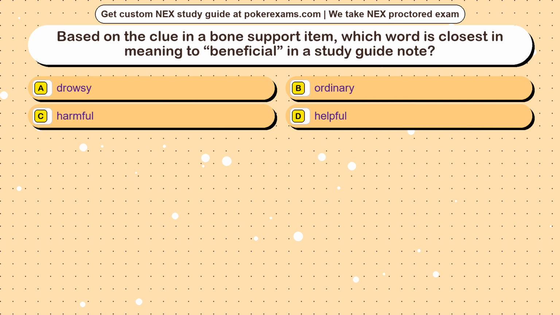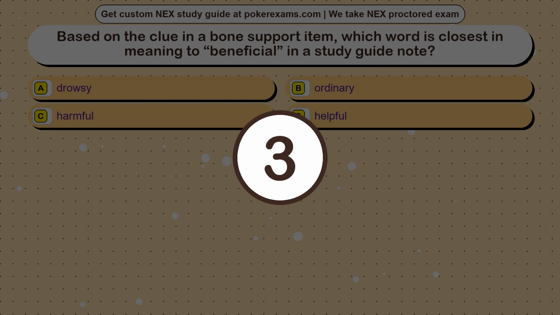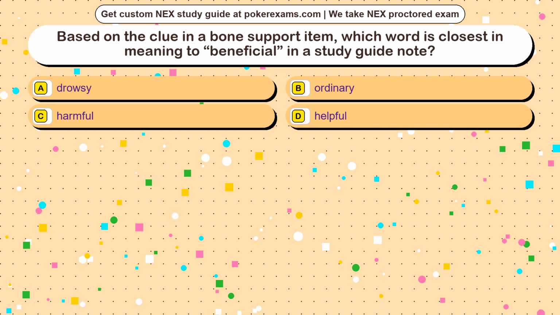Question 17. Based on the clue in a bone support item, which word is closest in meaning to beneficial in a study guide note? Option A, drowsy. Option B, ordinary. Option C, harmful. Option D, helpful. The correct answer is option.